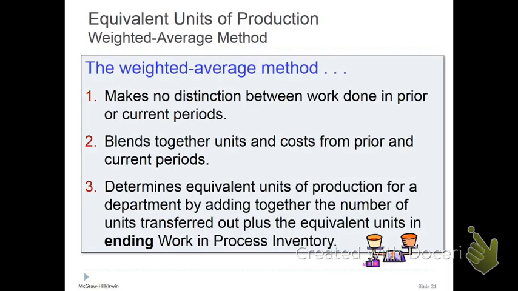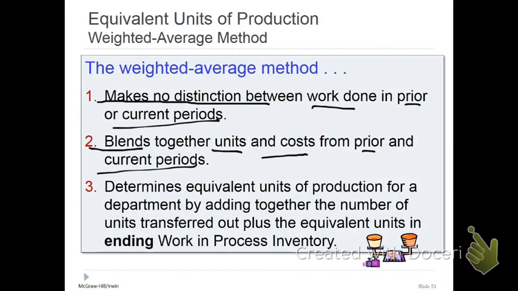Now, weighted average makes no distinction between work done in prior and current periods. All we want to know is how much work was completed, and we're not going to worry about how much of those 10,000 units from that prior example were partially done in the prior period. What it does is blend together units and costs from prior and current periods. So it creates a potpourri of costs. It throws all the costs into the pot and calculates an average, and it doesn't make a distinction between whether those costs were in the prior period or this period. Just throws them all in there.